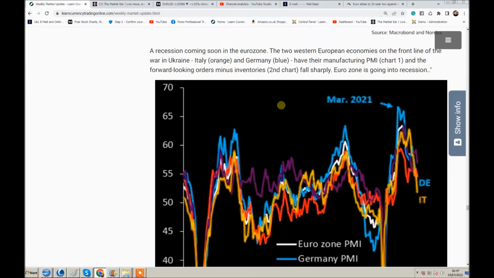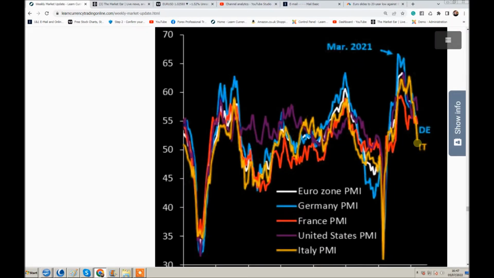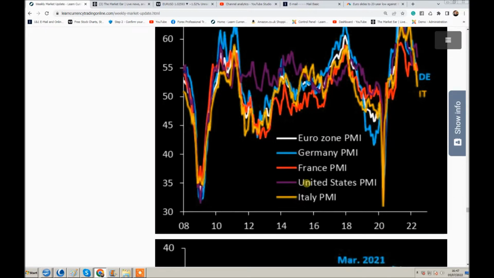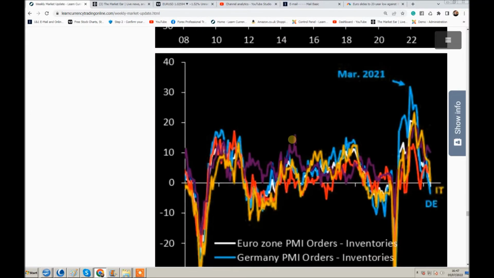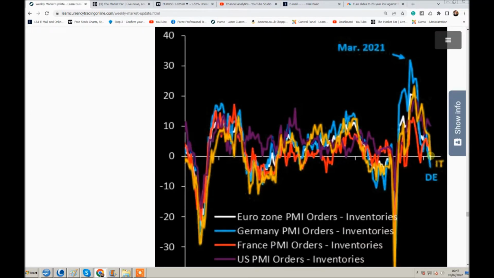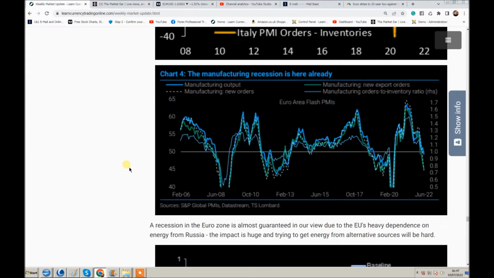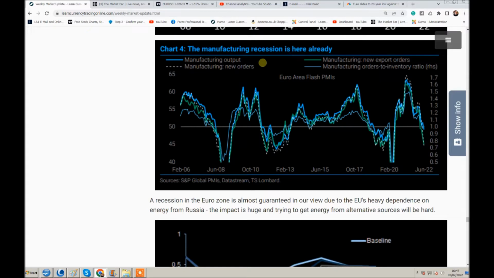Posted this chart a couple of weeks ago. You can see falling. There's some other European countries there as well. And here is orders and inventories falling. That indicates recession. It's a chart from TS Lombard. Manufacturing recession is already here. Again, I posted this a couple of weeks ago in the weekly market update. So there were indications a recession was coming.